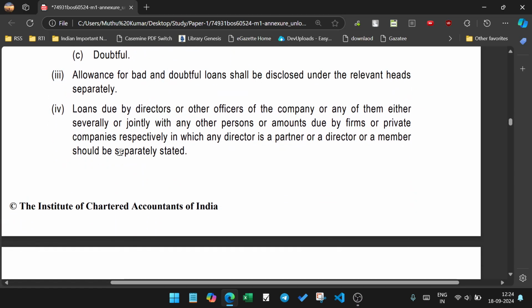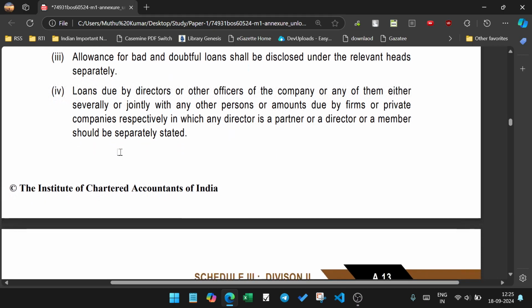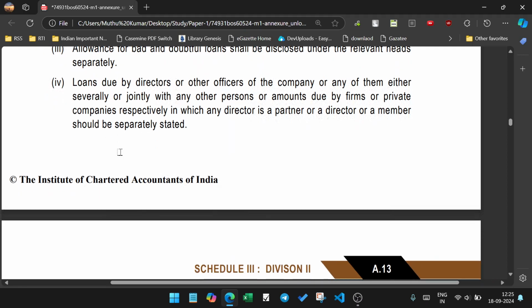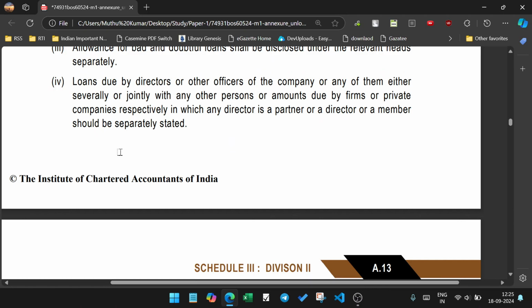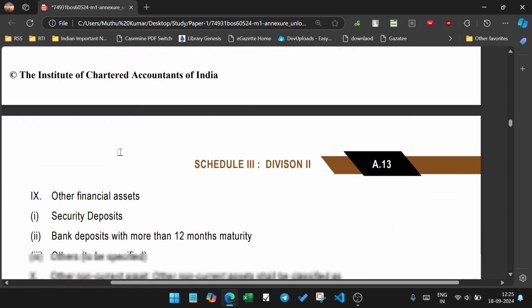Loans due by directors or other officers of the company or any of them, either severally or jointly with any other person, and amounts due by firms or private companies respectively in which a director is a partner, or a director or member, shall be separately stated.